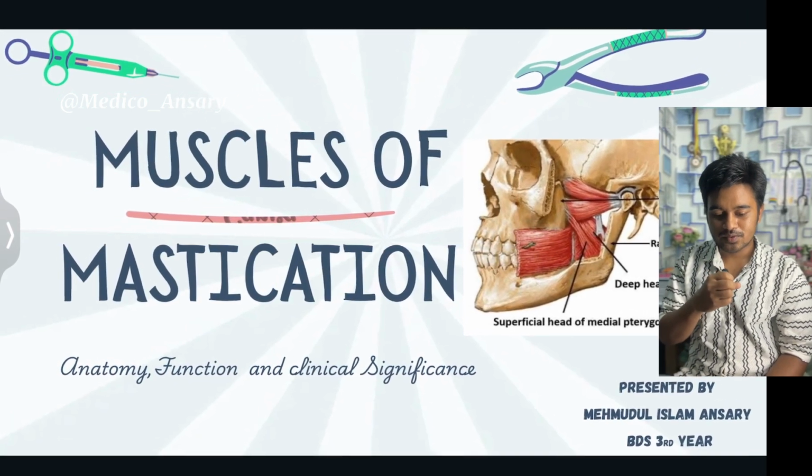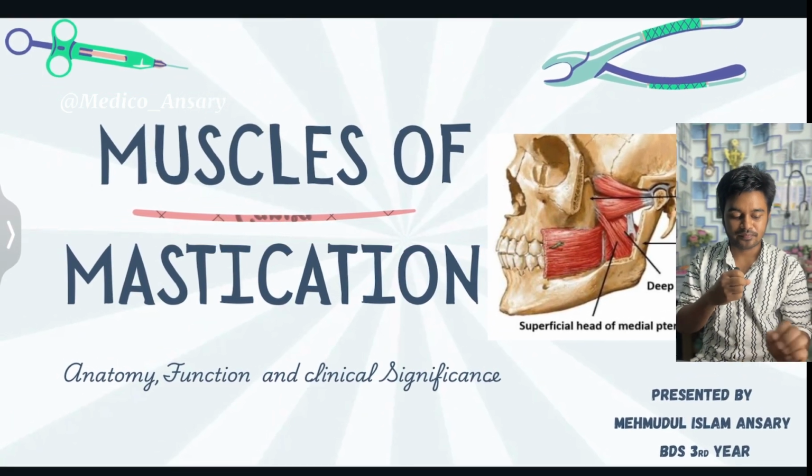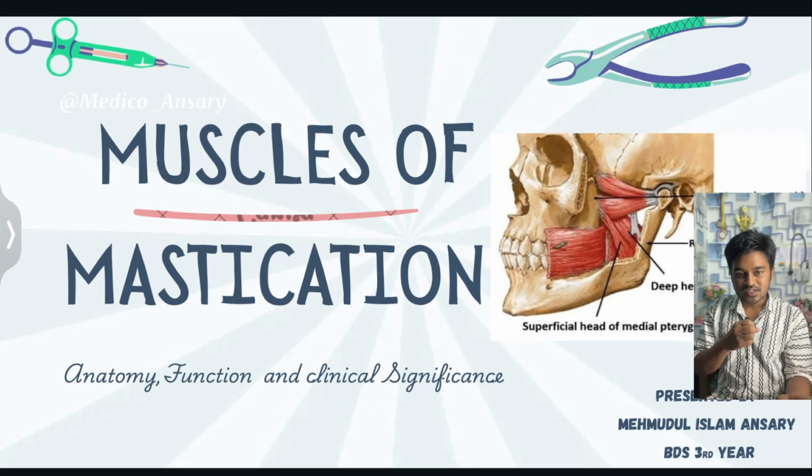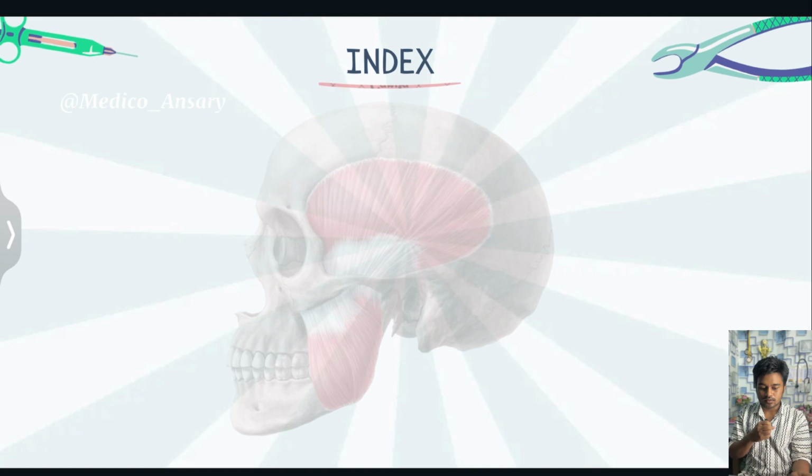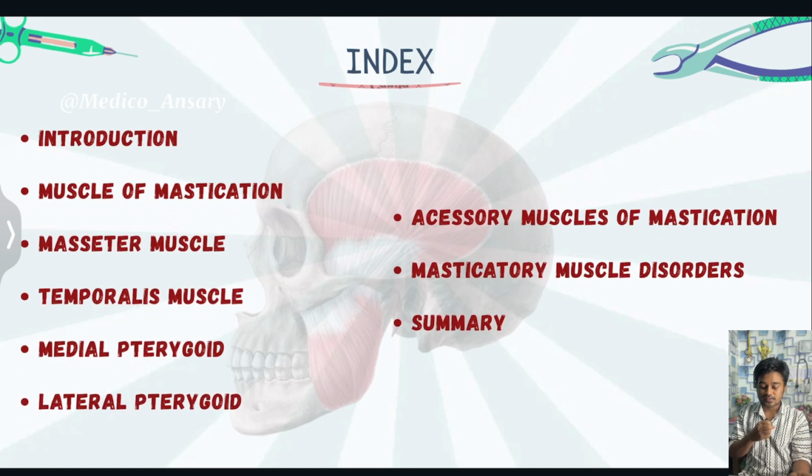Today I will discuss muscles of mastication: anatomy, function, and clinical features. Index: here we will discuss introduction, muscles of mastication, masseter muscle, temporalis muscle, medial pterygoid, lateral pterygoid, accessory muscles of mastication, masticatory muscle disorders, then summary.